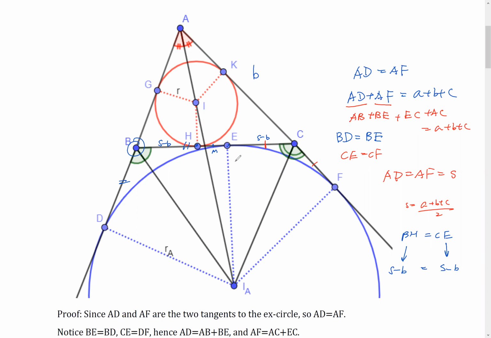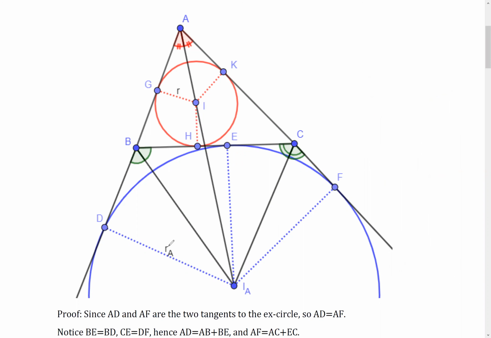And there's something else we can say. How big is this circle? What's the radius of this circle? What is RA? And to get that, let's think about this triangle being similar to this one.